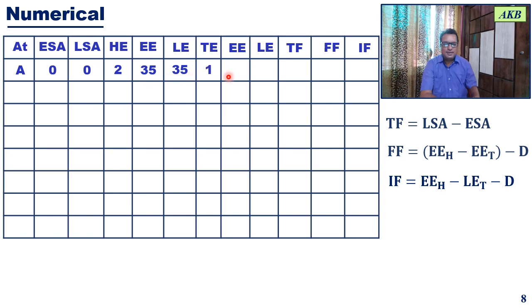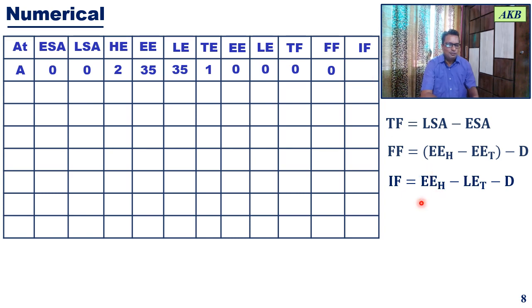Tail event for activity A is 1, head earliest event time for that activity event is 0, latest event time is 0. So total float will be latest start time minus earliest start time, so that is 0. Free float is earliest event time for the head event 35 minus the earliest event time for the tail event, that is 0. So 35 minus 0, and duration of the activity is 35, so that free float also comes out to be 0. And finally you have independent float.